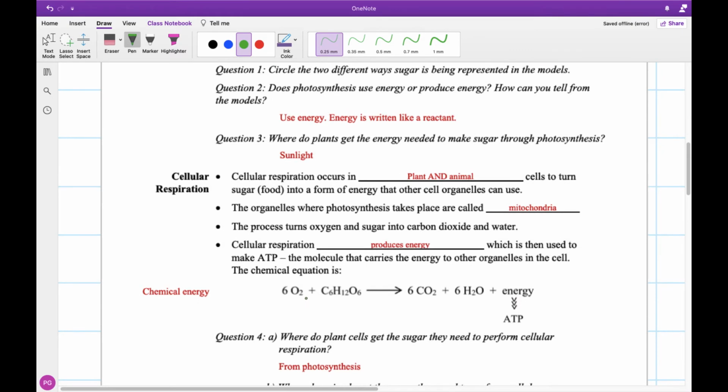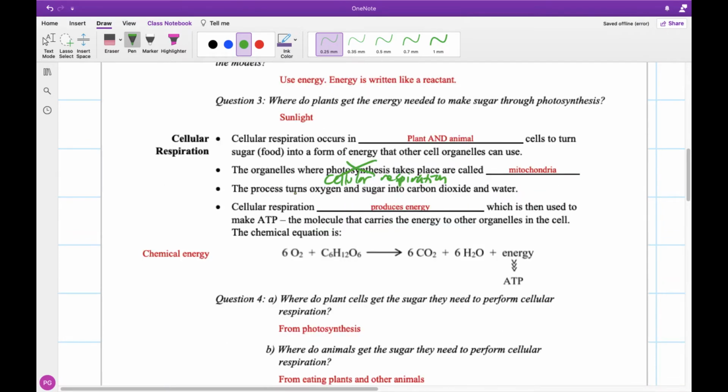Now cellular respiration is a little bit different. Cellular respiration occurs in both types of cells to turn sugar into energy that the cells can use. The organelles where our cellular respiration takes place are called the mitochondria. And cellular respiration is the process where we turn oxygen and sugar into carbon dioxide and water. Cellular respiration also produces energy, which is then used to make ATP, the molecule that carries the energy to other organelles in the cell.